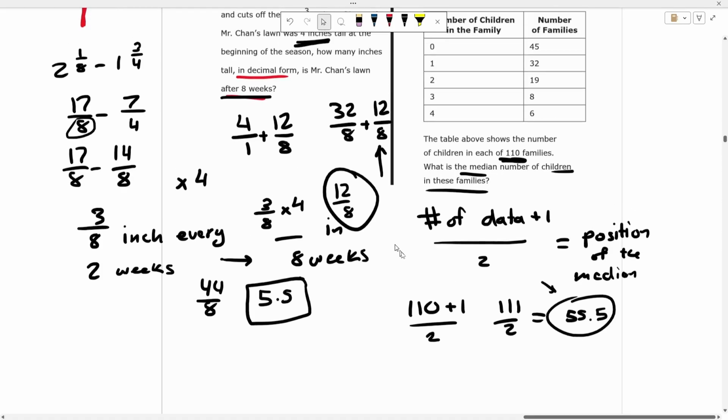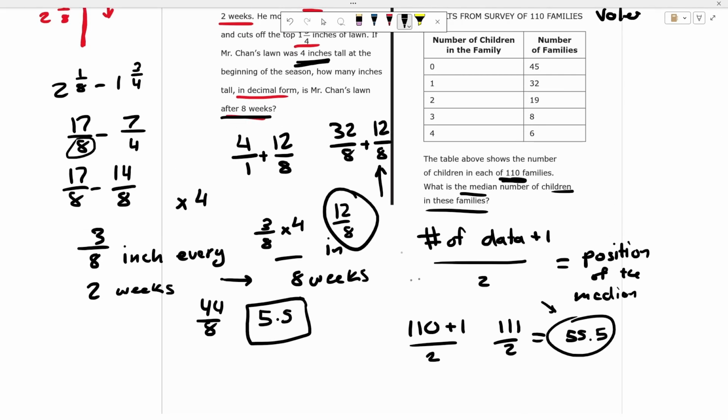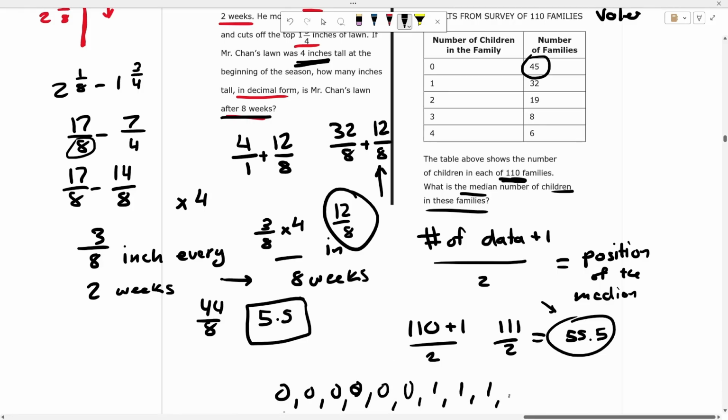So what I mean by this is if I were to actually find the median by crossing everything out, well, I would have to arrange it from least to greatest. So I would first have to draw out 45 zeros. Then I have to draw out 32 ones. Then 19 twos, and so on and so forth.